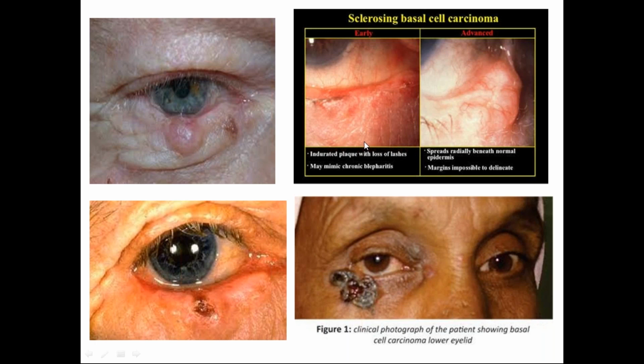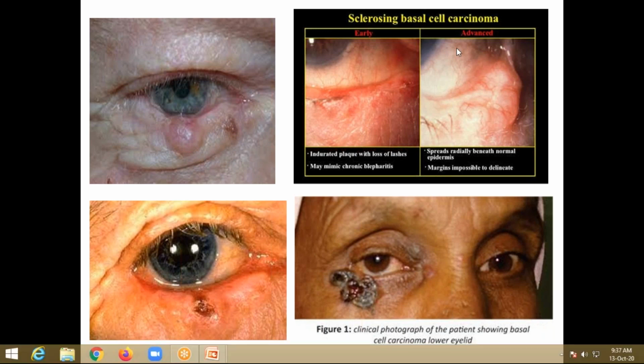and plaque. This is an example of the sclerosing variety of basal cell carcinoma. You can see here, this is an example of the sclerosing variety, and these are all examples of location. You can see this is along the lower lid, and here you can see it is ulcerating. So this is also an example of basal cell carcinoma.